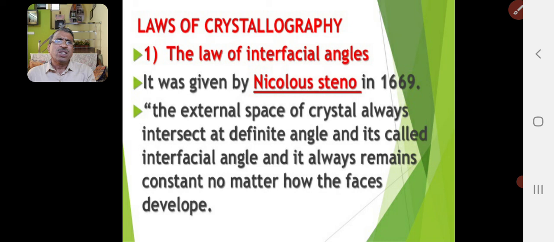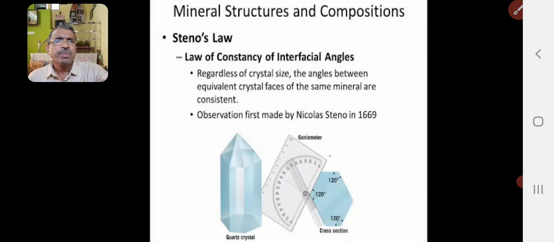So this is the slide that gives Steno's law of constancy of interfacial angles. Steno was the scientist, in 1669. He gave this law. It says the crystal has the same angle whether the crystal crystallizes in a small size or has a bigger size.